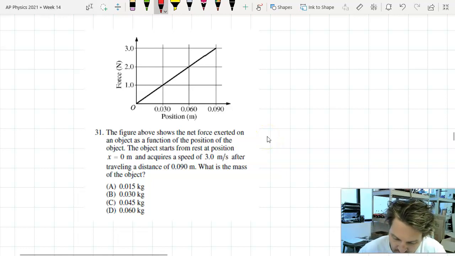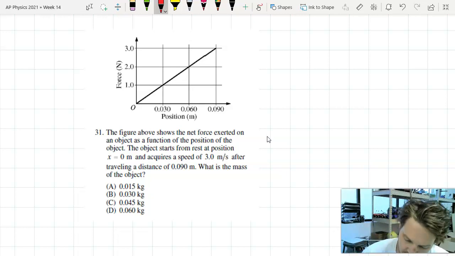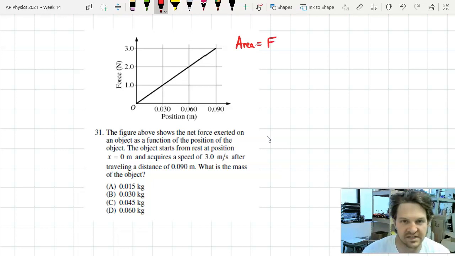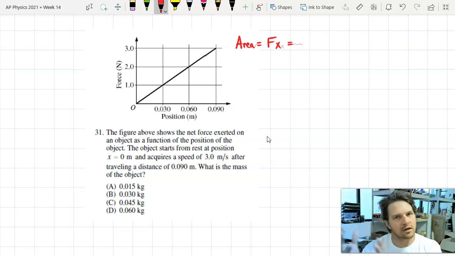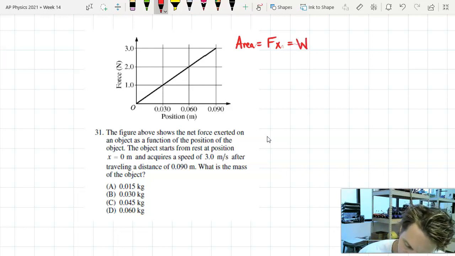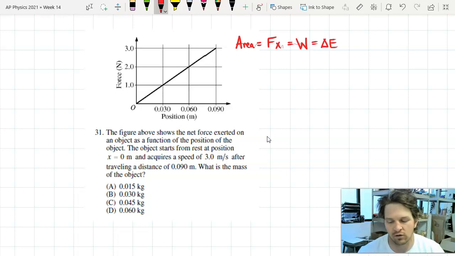(31) The figure above shows the net force exerted on an object as a function of the position. So graph, right? I got a force position graph. So area gives me force times position, or a force times a length, or whatever you want to call it. To me, that means a force times a distance, or a position. That is work, which is change in energy. We were just talking about that in one of the previous problems.